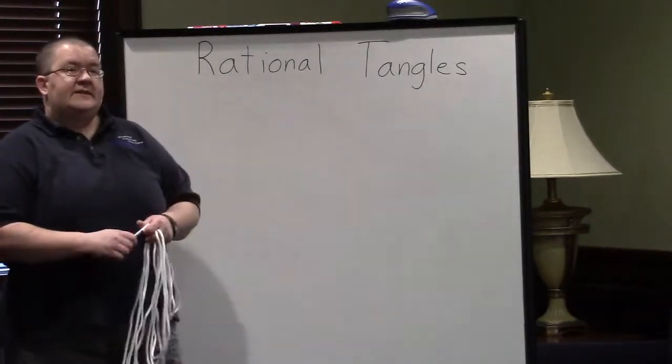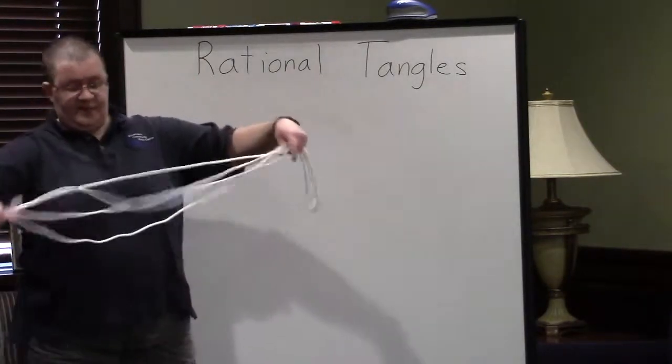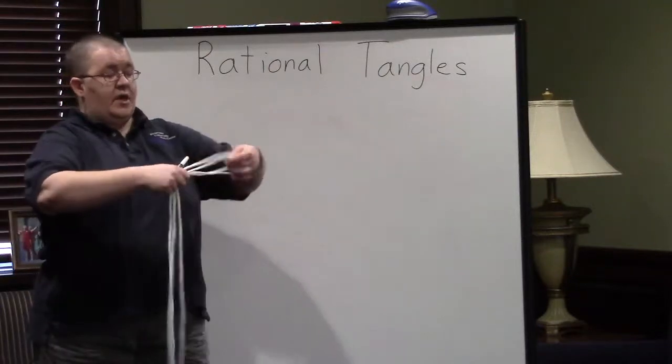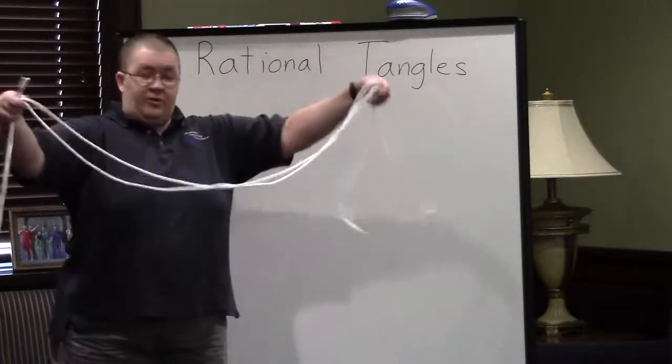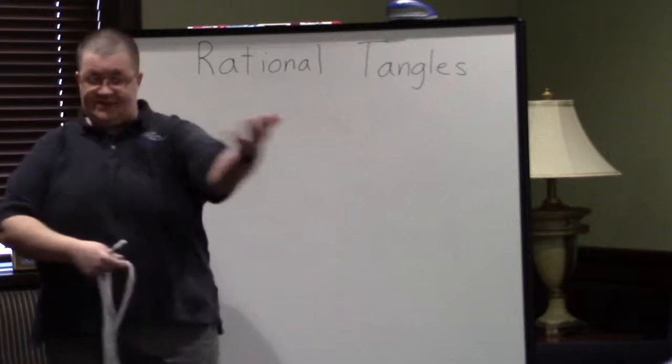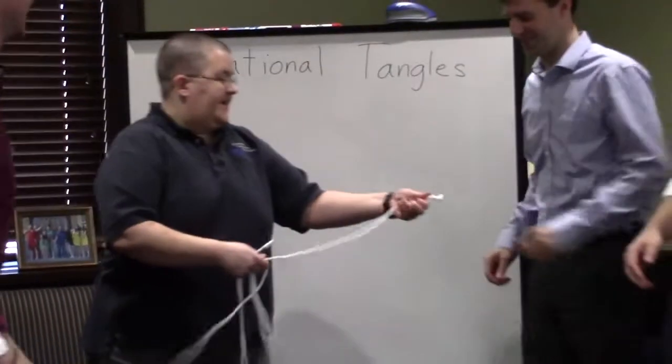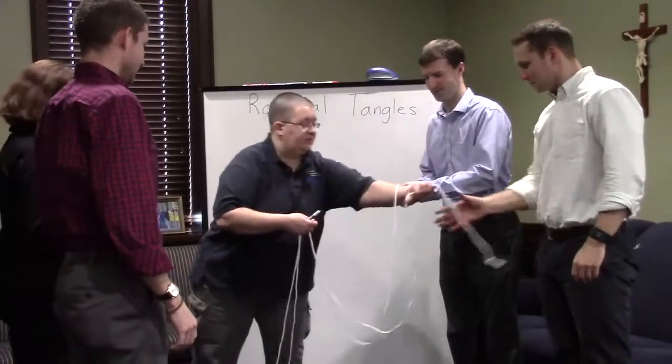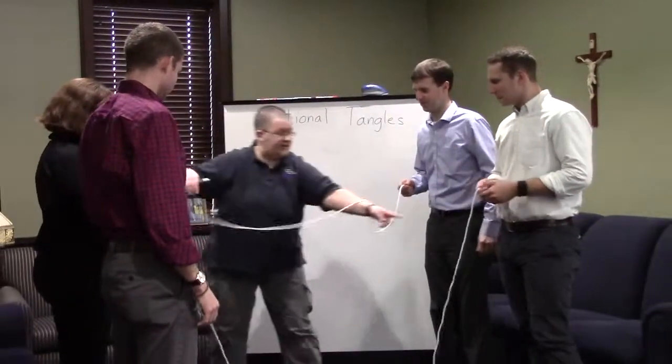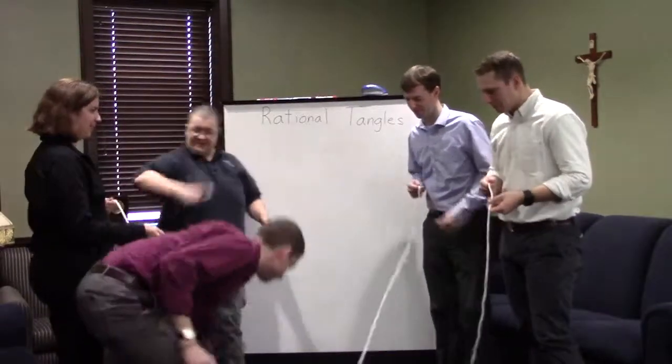Rational Tangles is basically a dance, but not elaborate dancing. We're just going to be moving around while holding ropes. So I need 4 volunteers to stand up. And I'm going to have you hold that, and you hold that, and then try to give him the other end of that one. There we go.